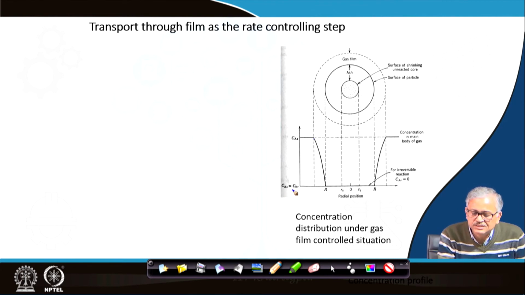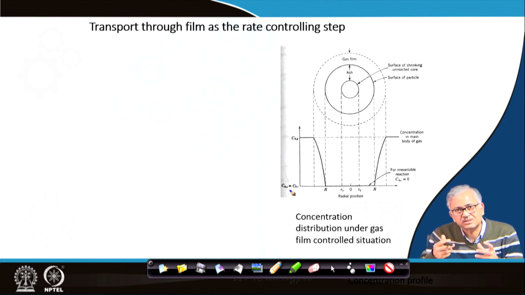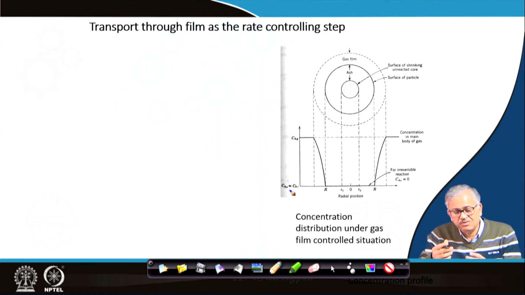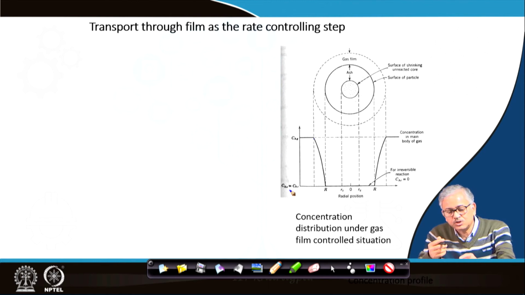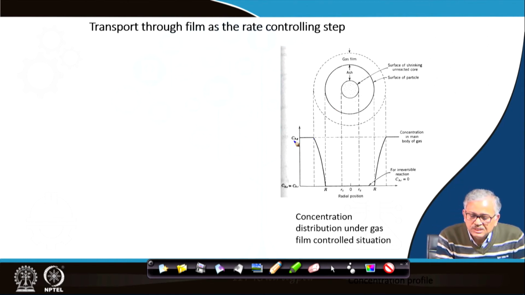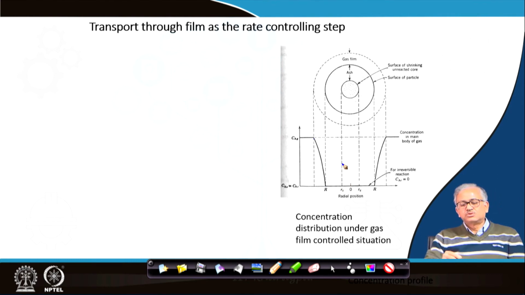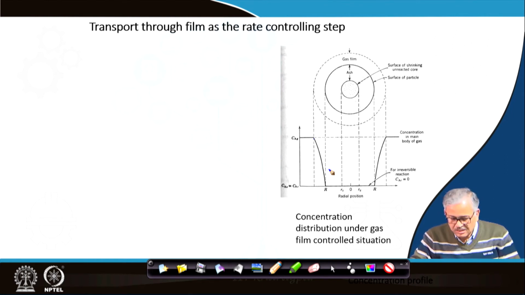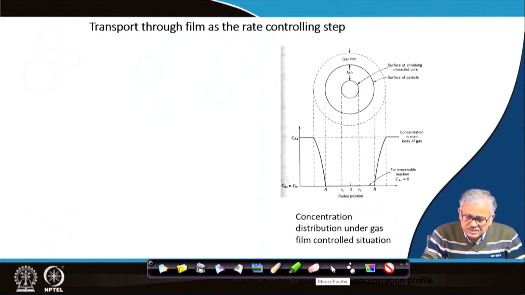Here CAC is equal to CAE, because the chemical reaction is also fast. Whatever the concentration at the unreacted core surface, that is equal to the equilibrium concentration, because your chemical reaction is quite fast. Only resistance lies in the film. The ash layer also has very little resistance in this case, so there is no drop. CAG directly comes through the film and becomes CAS, and CAS is equal to CAC, because all the concentration drop is here. So, this is the concentration distribution, and under that condition let us see how you can develop the equation.